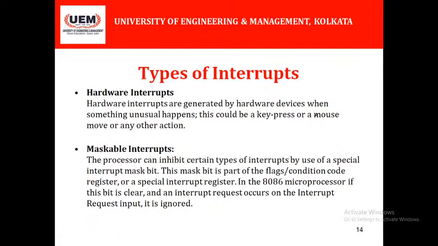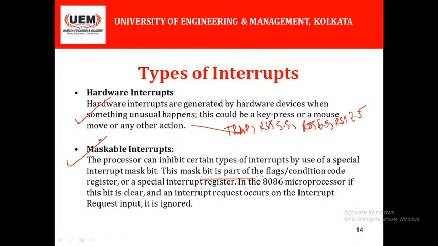So hardware interrupts are generated by hardware devices when something unusual happens, and this can be by pressing a key, a mouse, etc. In case of the 8085, the trap, RST 5.5, RST 6.5, RST 7.5 are all considered to be hardware interrupts. They are all generated from hardware sources. And in case of the software interrupt, we have observed that INT is the software interrupt.